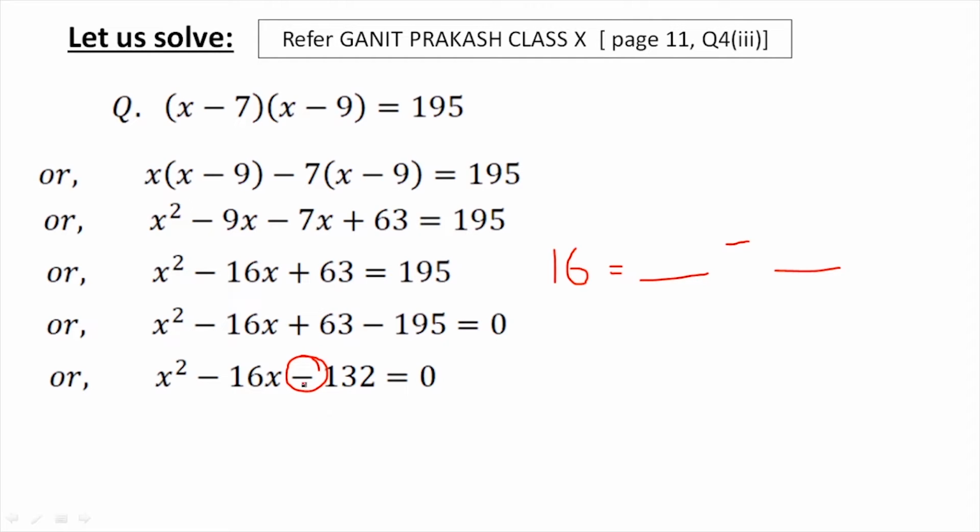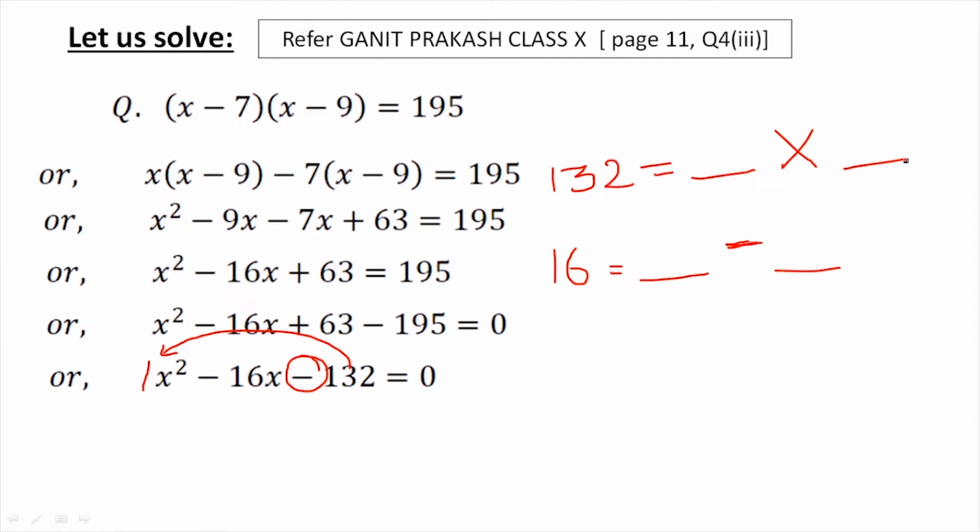Okay, because it is minus here, so it should be subtraction, and whenever we multiply, we should get 132. Why? Because the coefficient of x square is 1, so 132 into 1 is 132. So we should get 132 when being multiplied.